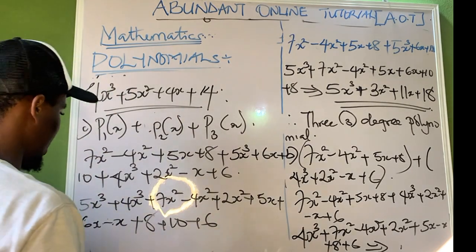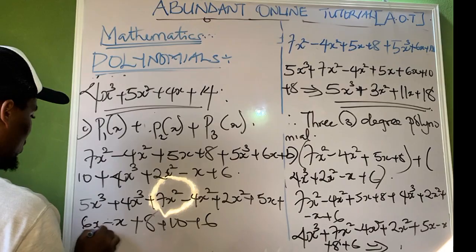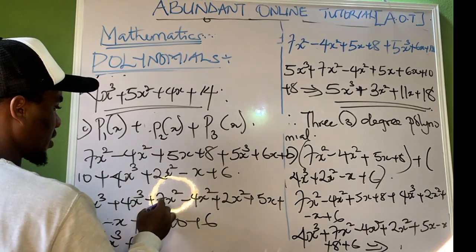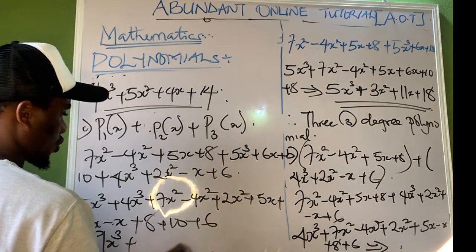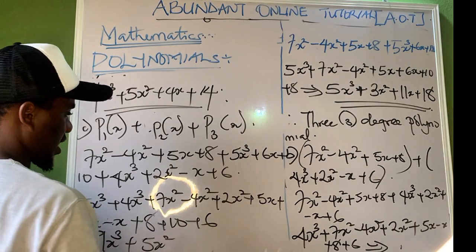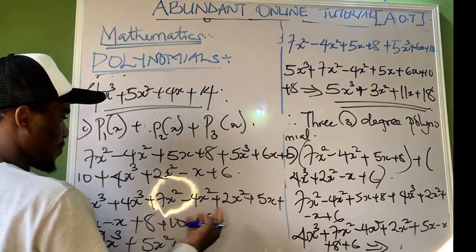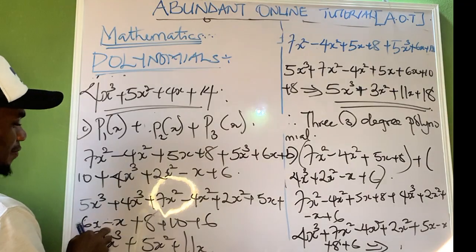Doing this now, I have 5 plus 4 is 9x cubed. Plus, this one, 7x squared minus 4x squared is 3x squared, plus 2, that will be 5x squared. Then plus, I have 5x, I have 6x. When I add them together, it gives me 11x.